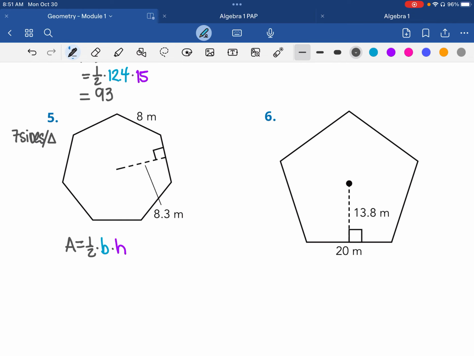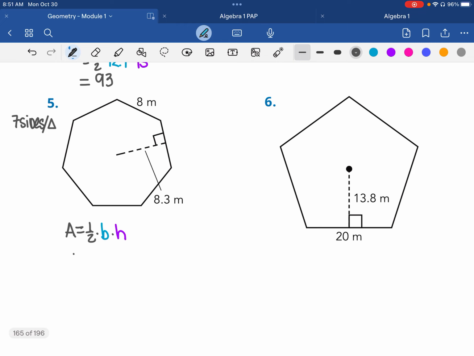You can count it either way. If you like doing the triangles, by all means, please do the triangles. All right, remember the base is the side of your polygon. So in this case, 8 would be my side, and my height is going to be the dotted line, which is the 8.3. Remember, if you had thought to switch them, you're not wrong. You're going to get the same answer anyways.